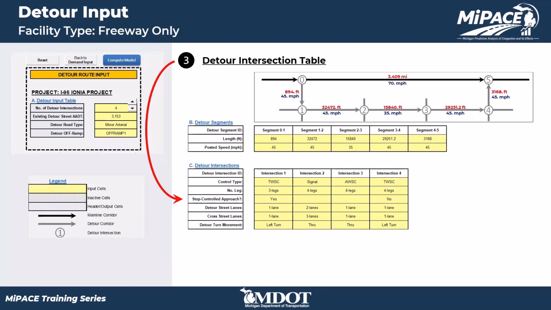The detour intersections table defines the individual intersections that the diverted traffic enters along the detour route. The number of active intersection columns corresponds to the number of detour intersections specified in the detour input table. For each intersection, enter the control type, whether the detour approach is stop controlled where applicable, the number of detour street lanes, the number of cross street lanes, and the movement made by the diverted traffic. This input describes how the detour path passes through each intersection and provides the intersection characteristics used in the analysis.